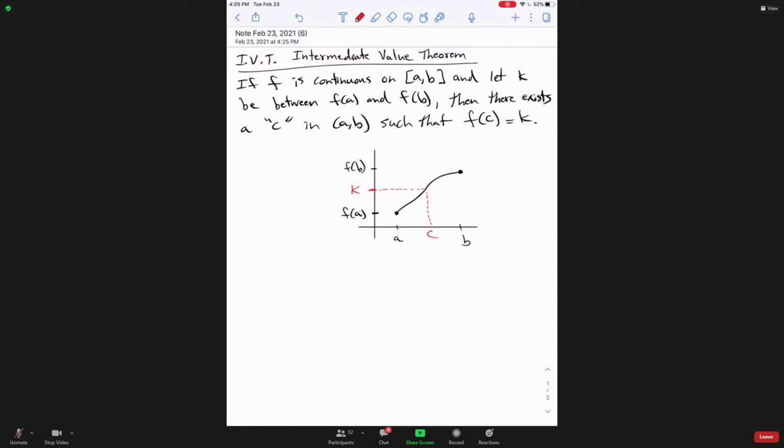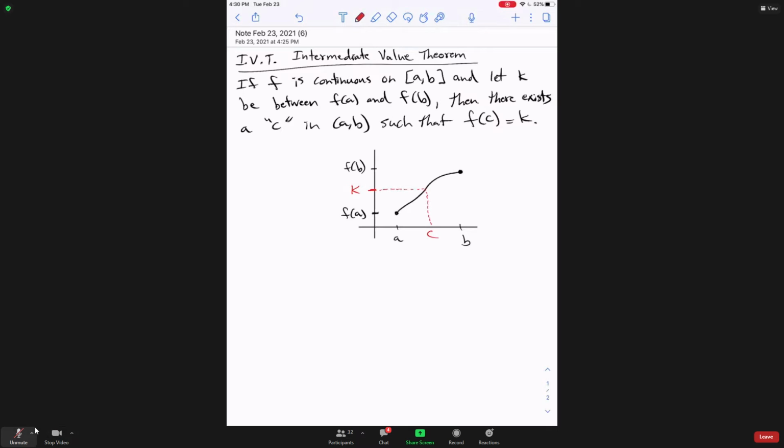So the hypothesis for the intermediate value theorem to be met is that f(x) has to be continuous, and then k has to be between f(a) and f(b). Then there is going to be some value c in between a and b, such that f(c) equals k. You could have more than one, but you're guaranteed at least one. This is the case where k is between f(a) and f(b).